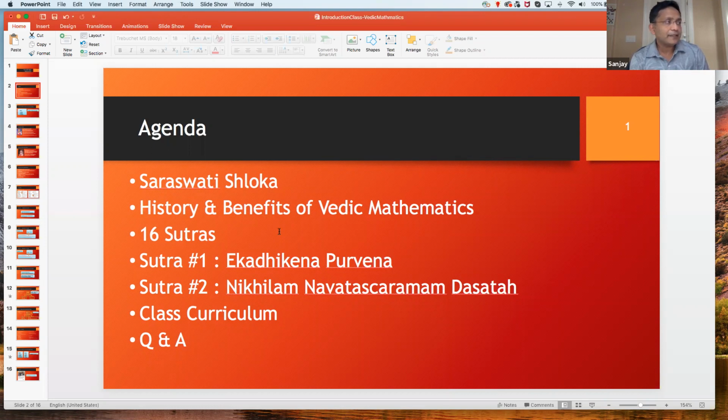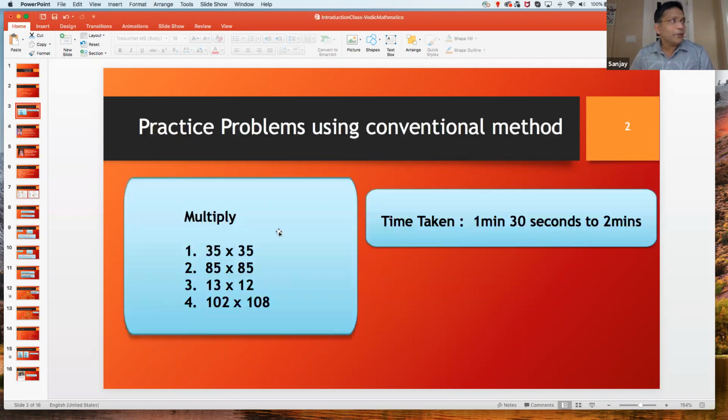Then we'll get into the class curriculum, what this class is all about, and open up the last 10 minutes for Q&A. Before we quickly move on, I was wondering if you could take just 30 seconds or 1 minute of your time and do any of these four problems. You can do all of them, or pick and choose. I'll keep this next 1 minute, and then we will get into the answers and solutions.